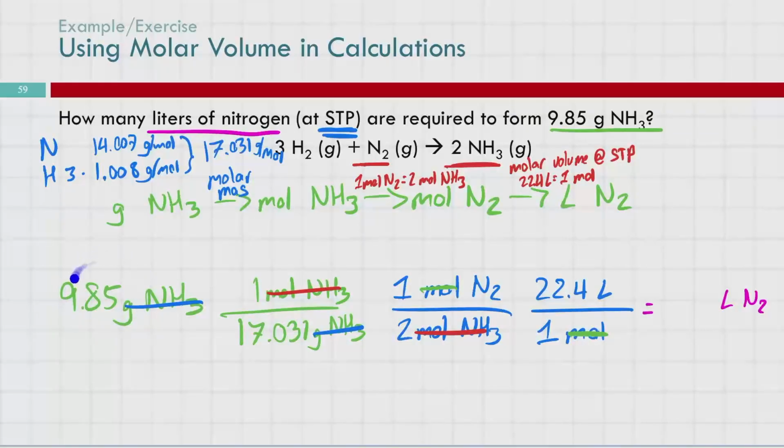So we do 9.85 divided by 17.031, also divided by 2 times 22.4. Or you multiply everything on top, write it out, multiply everything on bottom, write it out below that, then do your division, you get 6.48 liters of N2. Any gaseous questions? Then we're done with gases.